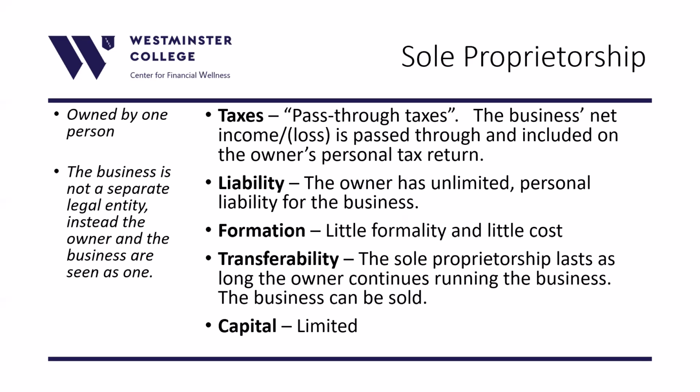All right, for taxation, the business's net income or loss is passed through and included on the owner's personal tax return. There will be a Schedule C filed along with their Form 1040. Liability, so the owner has unlimited personal liability for the business because the person is the business. Okay, so this means if the business is liable for something, the creditor or the plaintiff can go after not only the business assets, but also the proprietor's personal assets, like their house, their cars, whatever.